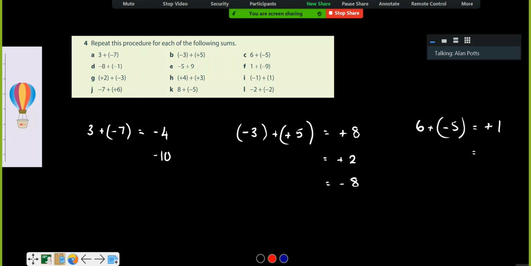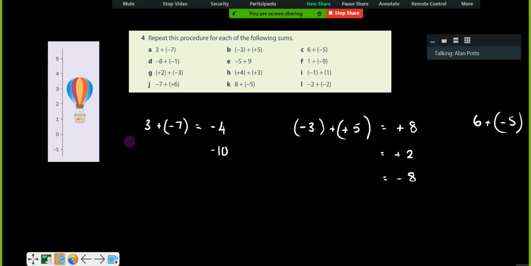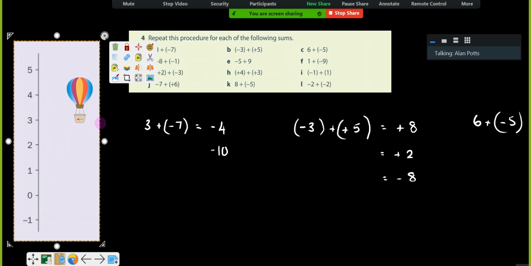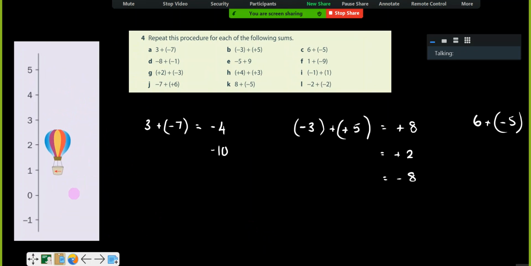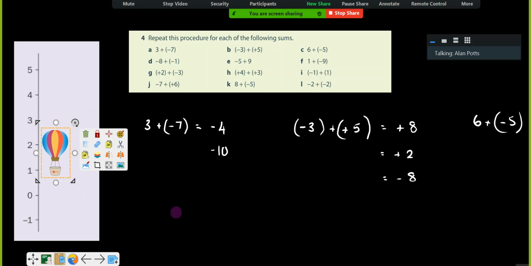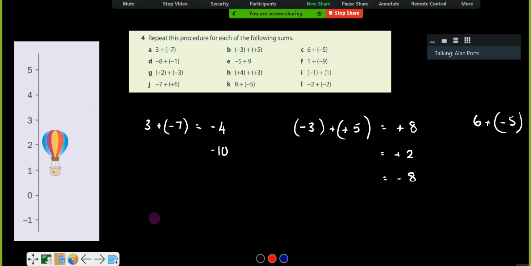No? Okay, well, let's talk about the hot air balloon method. Has anyone heard anything about the hot air balloon method before? No? Okay, let's go through it. Let's do 3 plus negative 7. All right, so first of all, let's define what a positive and a negative means in terms of a hot air balloon. Anyone know about hot air balloons?